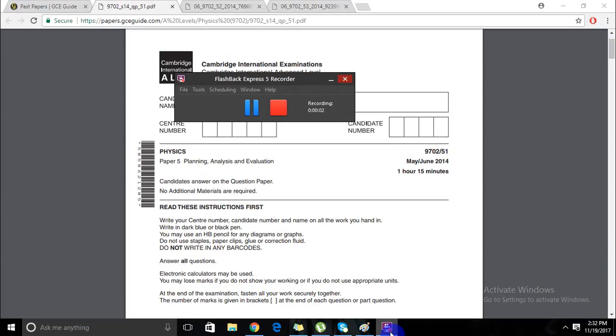Hey guys, today we will be doing a video in which we will go over a physics P5 paper. The reason I'm doing this video is because a lot of students, including myself until some time ago, had difficulty grasping how to proceed with the first question of this paper, which has a total weightage of 15 marks.